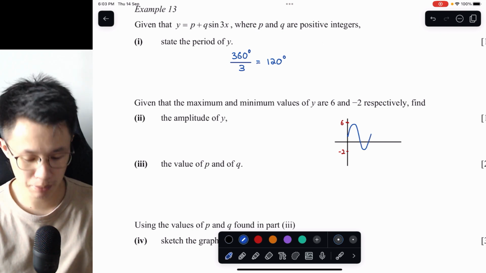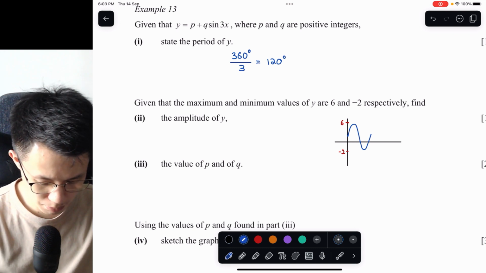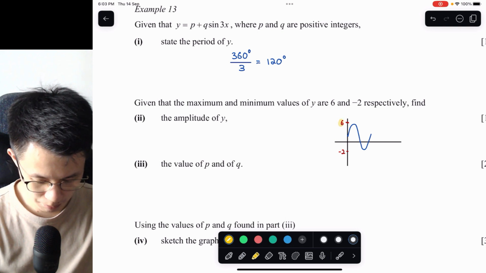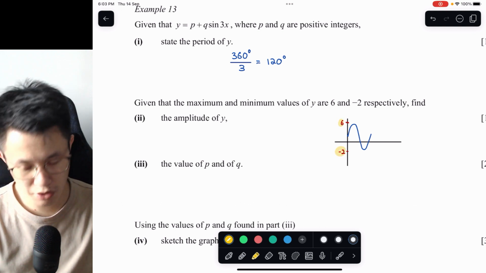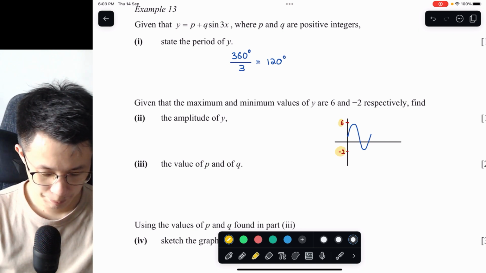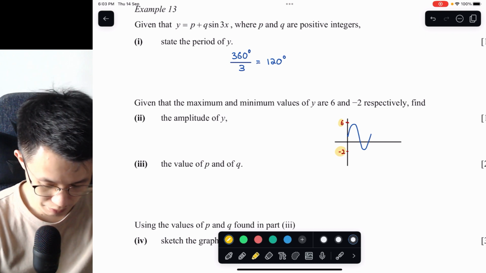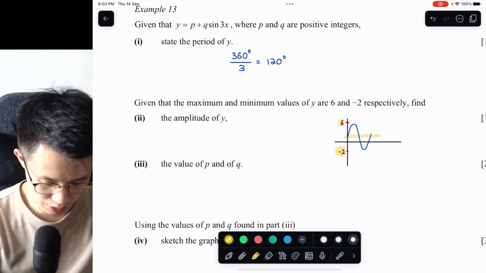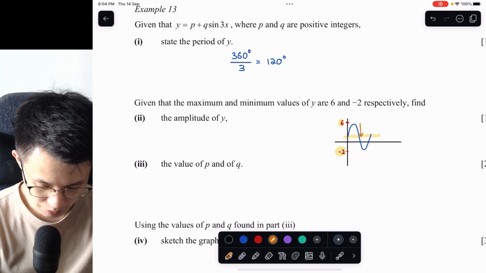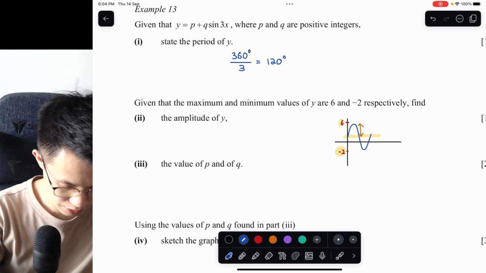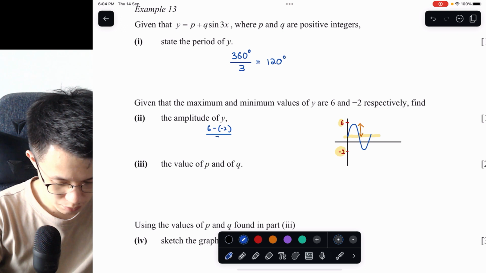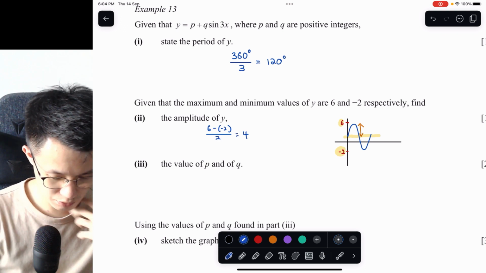So how do you actually find your amplitude? It's actually pretty straightforward. You just simply need to take this value and subtract this value, which will give you the distance between these two, and then you divide it by 2. Because when you divide by 2, you're trying to get this distance here. Make sense? So in this case, it's just taking the maximum value minus the minimum value and dividing by 2, which will give you 4. So the amplitude is 4.